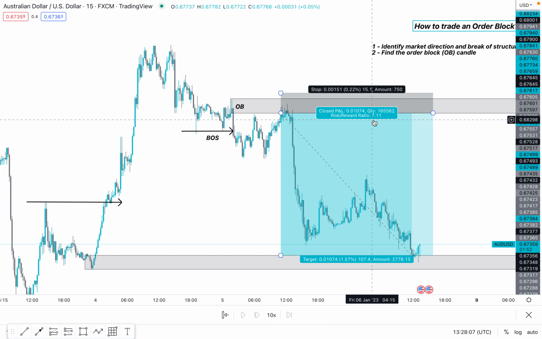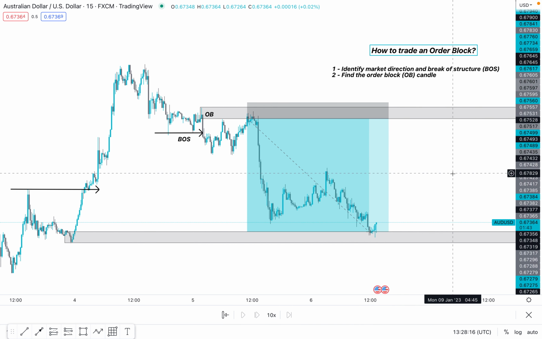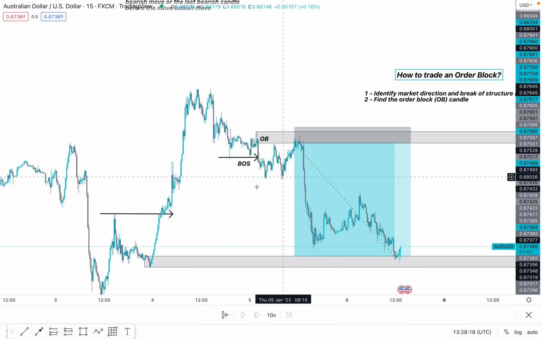So as you can see, that's a nice 7R on this trade, so risking 1%, that would be a 7% gain on this account. Super simple, and a really nice clean trade, as you can see.